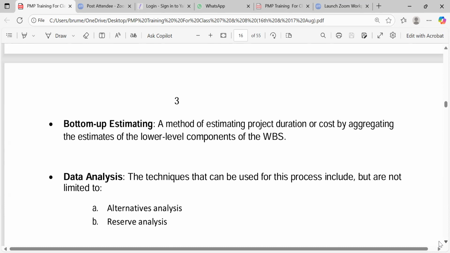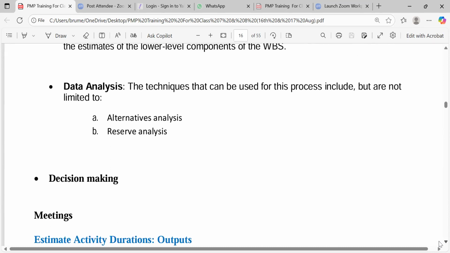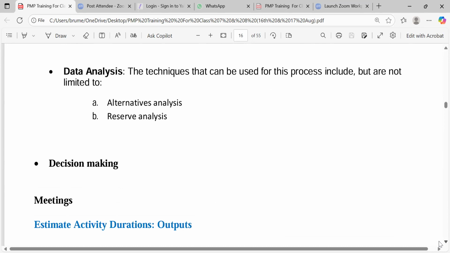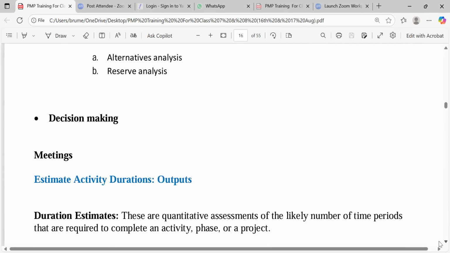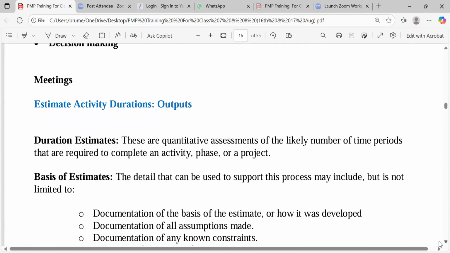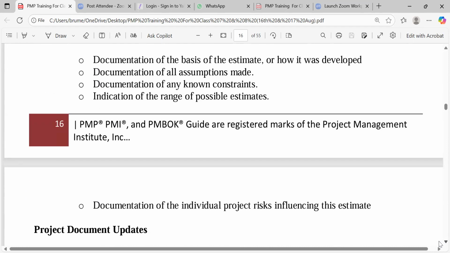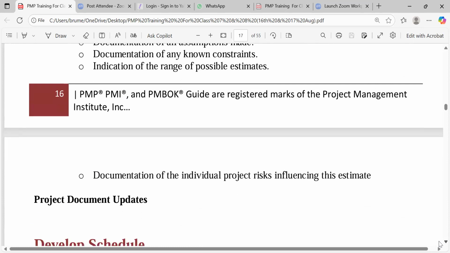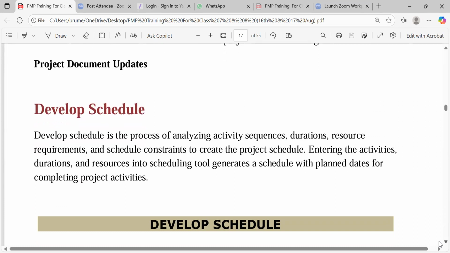This is called contingency reserve. And as you embark on your project, you'll be looking at it. Is it enough? Is my contingency enough? Then you make your decisions. And at the end of the day, your duration is being estimated, and you show the basis of estimate. And once the basis of estimate is shown, that's all. You update your project documents. You move on to the next level where the project schedule is developed.